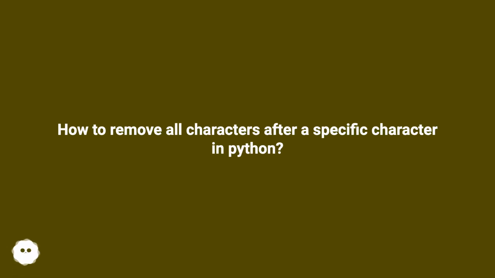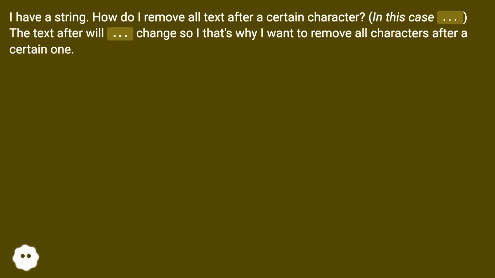How to remove all characters after a specific character in Python. I have a string. How do I remove all text after a certain character? In this case, the text after will change, so that's why I want to remove all characters after a certain one.